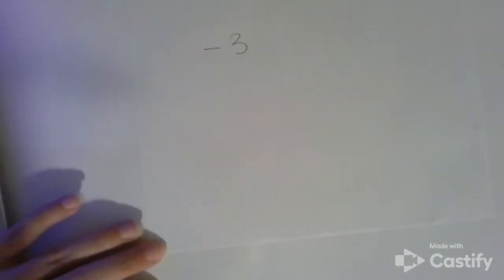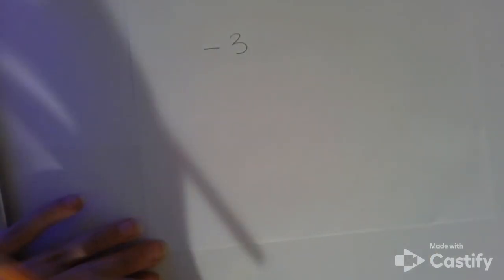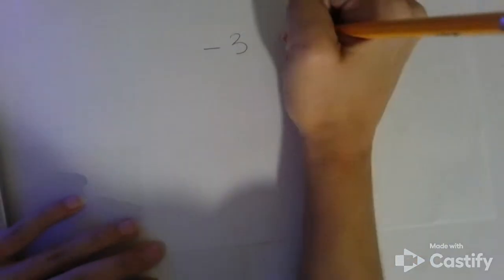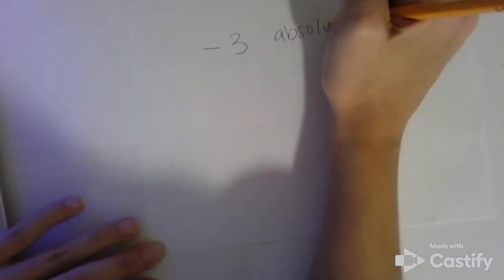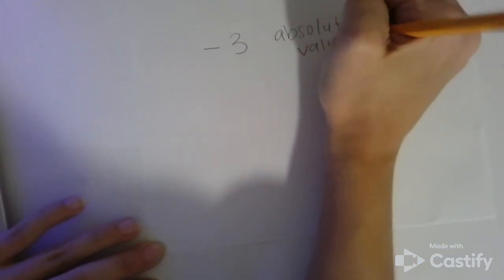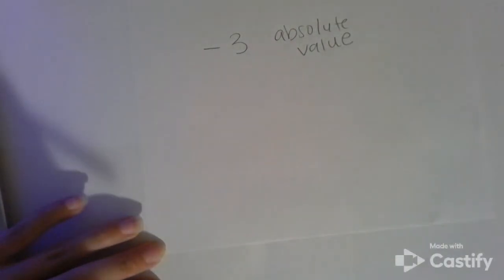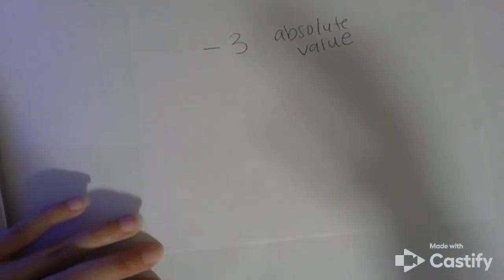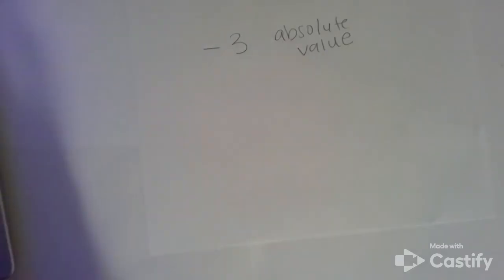Another concept that we have to cover when it comes to integers is absolute value. So we can be given a number, and we need to find the absolute value of it. Absolute value is just a number, an integer's distance from 0. How far away from 0 is it? The negative or positive doesn't matter.